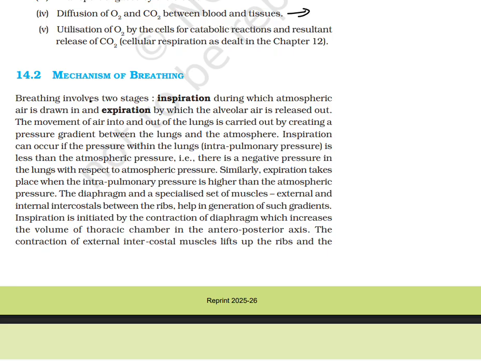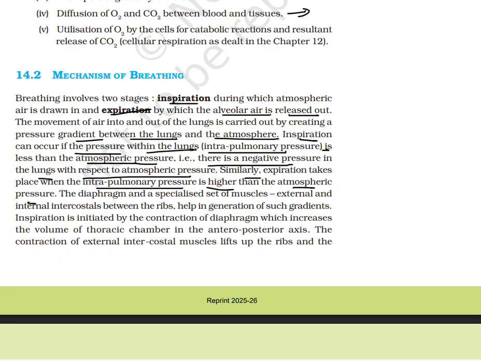Mechanism of breathing. Breathing involves two stages: inspiration, during which atmospheric air is drawn in, and expiration, by which the alveolar air is released out. The movement of air into and out of the lungs is carried out by creating a pressure gradient between the lungs and the atmosphere. Inspiration can occur if the pressure within the lungs, intrapulmonary pressure, is less than the atmospheric pressure. That is, there is a negative pressure in the lungs with respect to atmospheric pressure. Similarly, expiration takes place when the intrapulmonary pressure is higher than the atmospheric pressure.